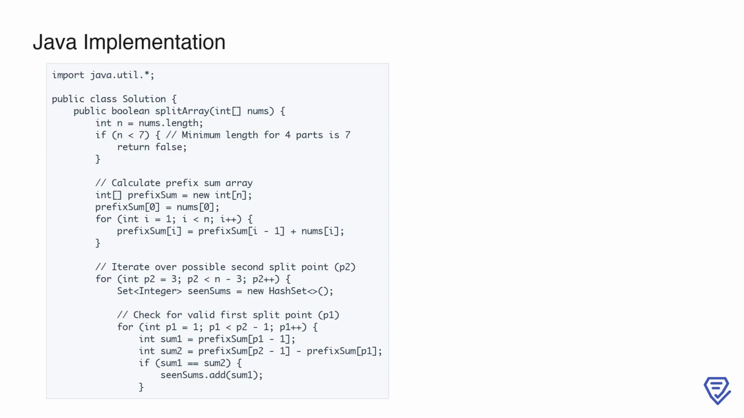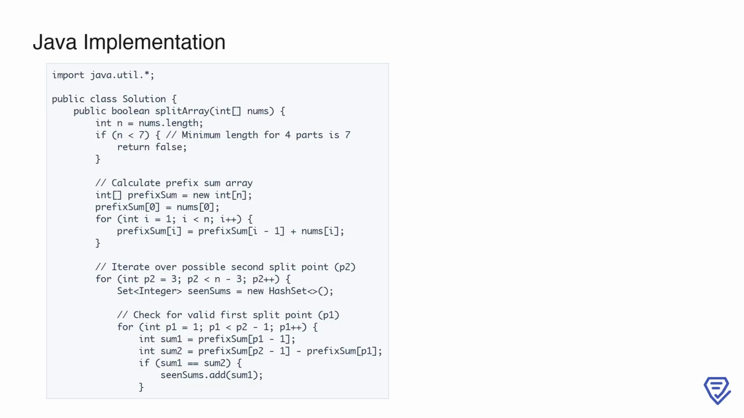Here, we begin by importing necessary utilities and defining our solution class. The goal is to determine whether we can split the given array into 4 non-overlapping subarrays with equal sums. To start, we check the minimum length of the array. Since splitting into 4 parts requires at least 7 elements, we return false if the array's length is less than 7.